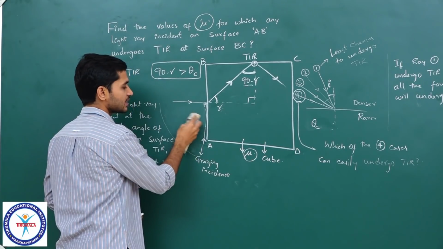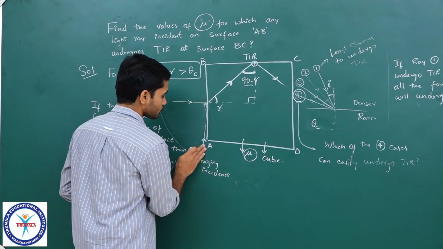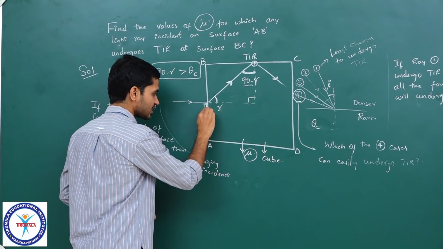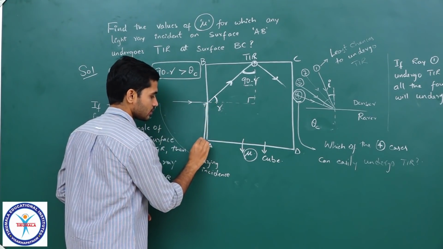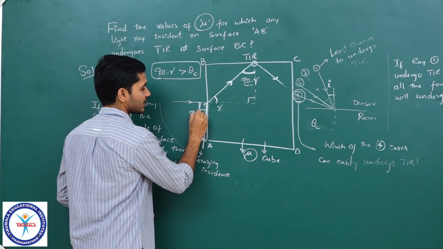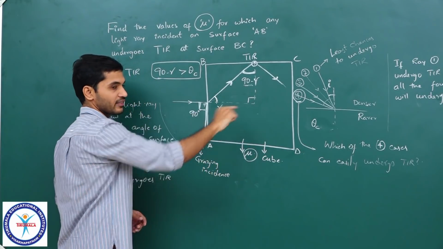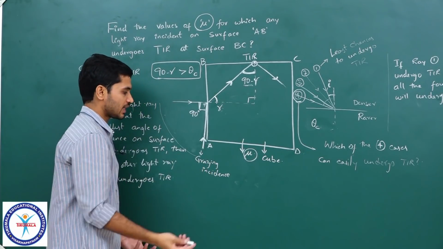So, if that grazing incidence light ray is going to get reflected back, so this one. If the light ray which is incident in a grazing manner, which is at 90 degrees, can get reflected back, any other light ray will definitely get reflected back. So, that is the idea.